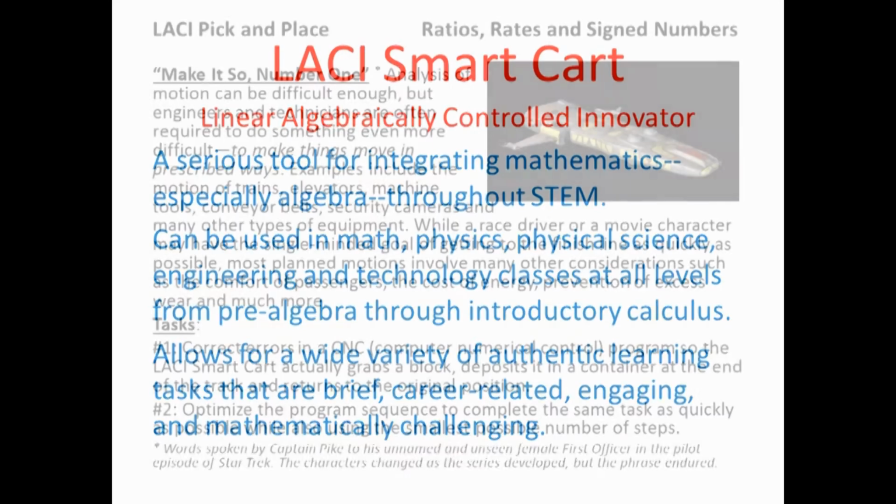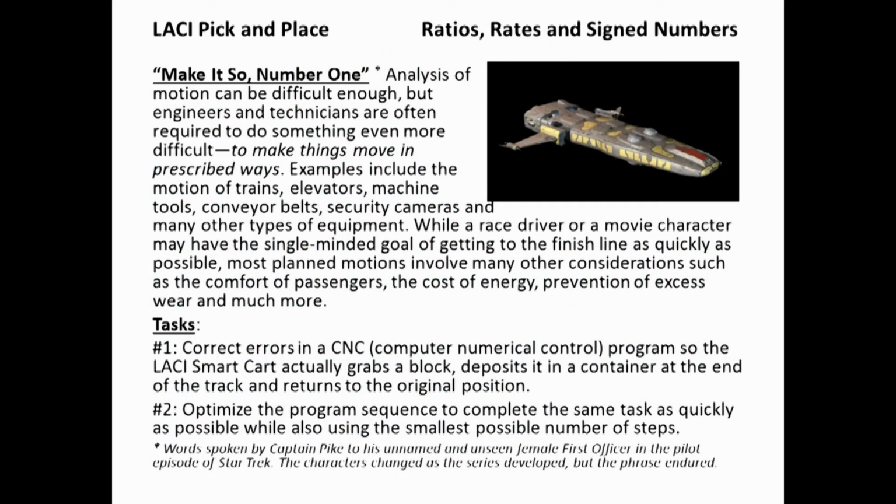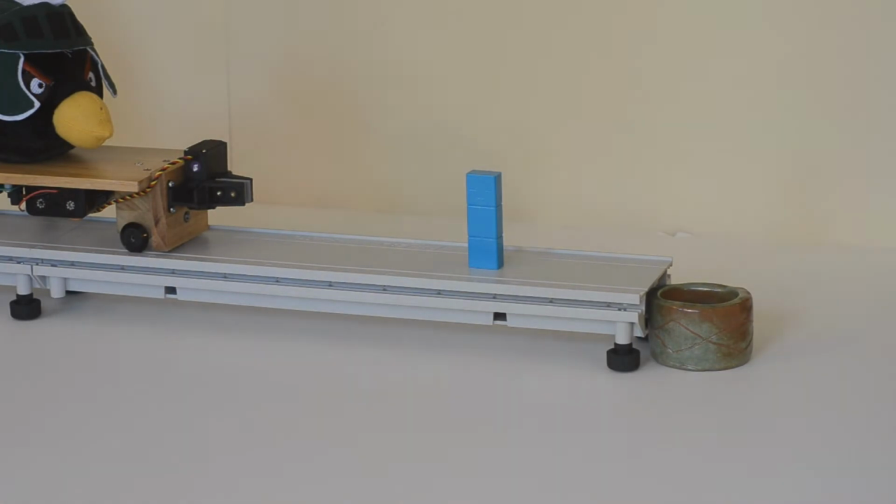We're going to show you here two examples of how it's used. The first one is at a relatively low level of math, dealing with rates, ratios, velocity, and signed numbers. The task is to control motion using really only the idea of velocity, distance, and time, and how they're connected.